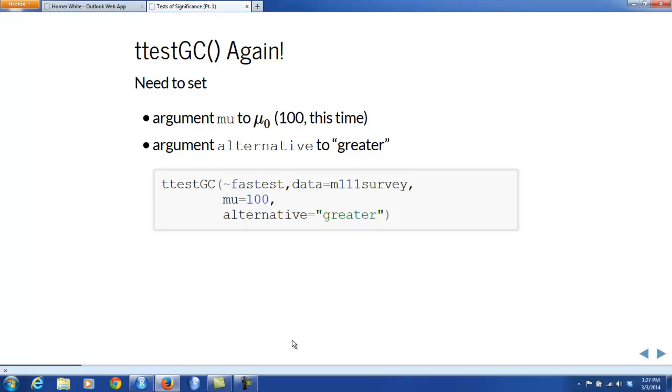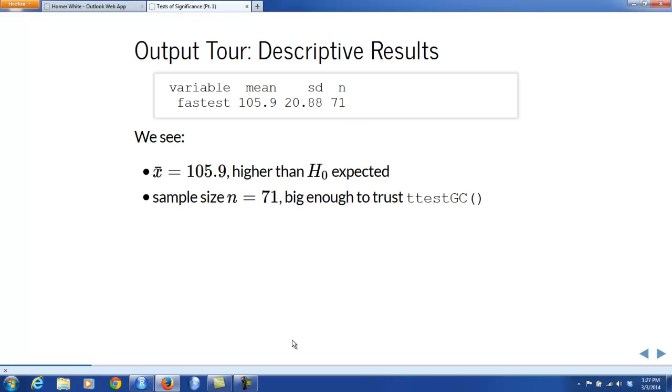And so the code for the test is very similar to that for a confidence interval. You don't need to give a confidence level if you want a 95% interval, but for the test you do need the mu argument and the alternative argument. Let's take a little tour of the output that you're going to see on your console. So if you haven't run that test for yourself, go ahead and do so, and then continue. The output begins with some descriptive results.